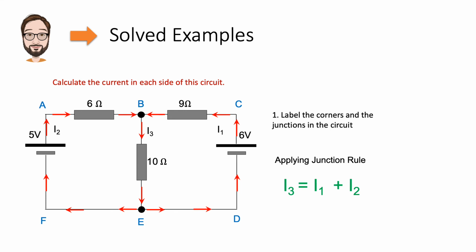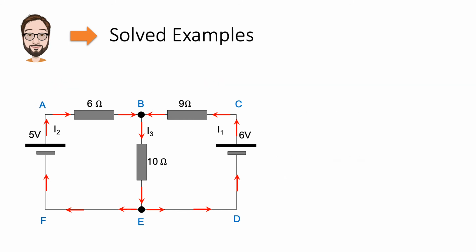Then, according to what we have done now, we can say that the currents I1 and I2 add up to form I3, or mathematically I can say that I3 equals I1 plus I2. So we applied now the junction rule, and we're going to keep it in here because we're going to use it later.